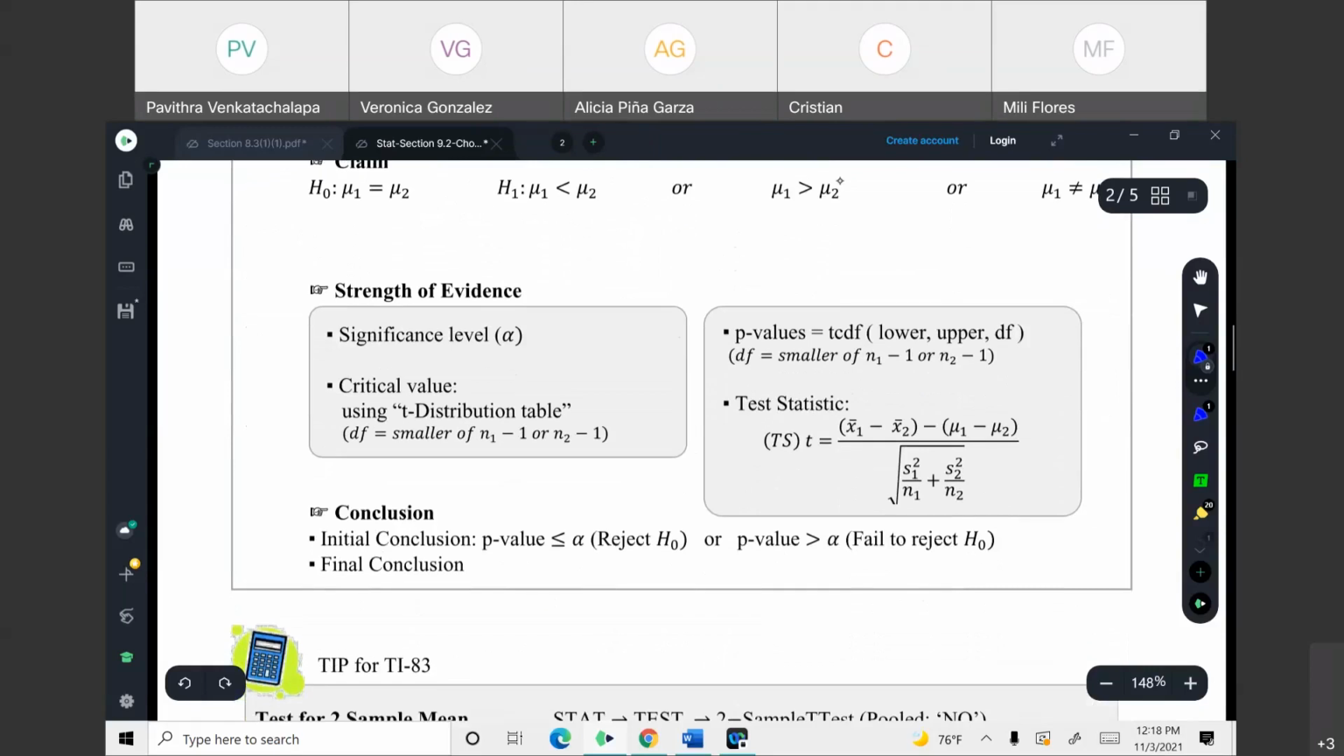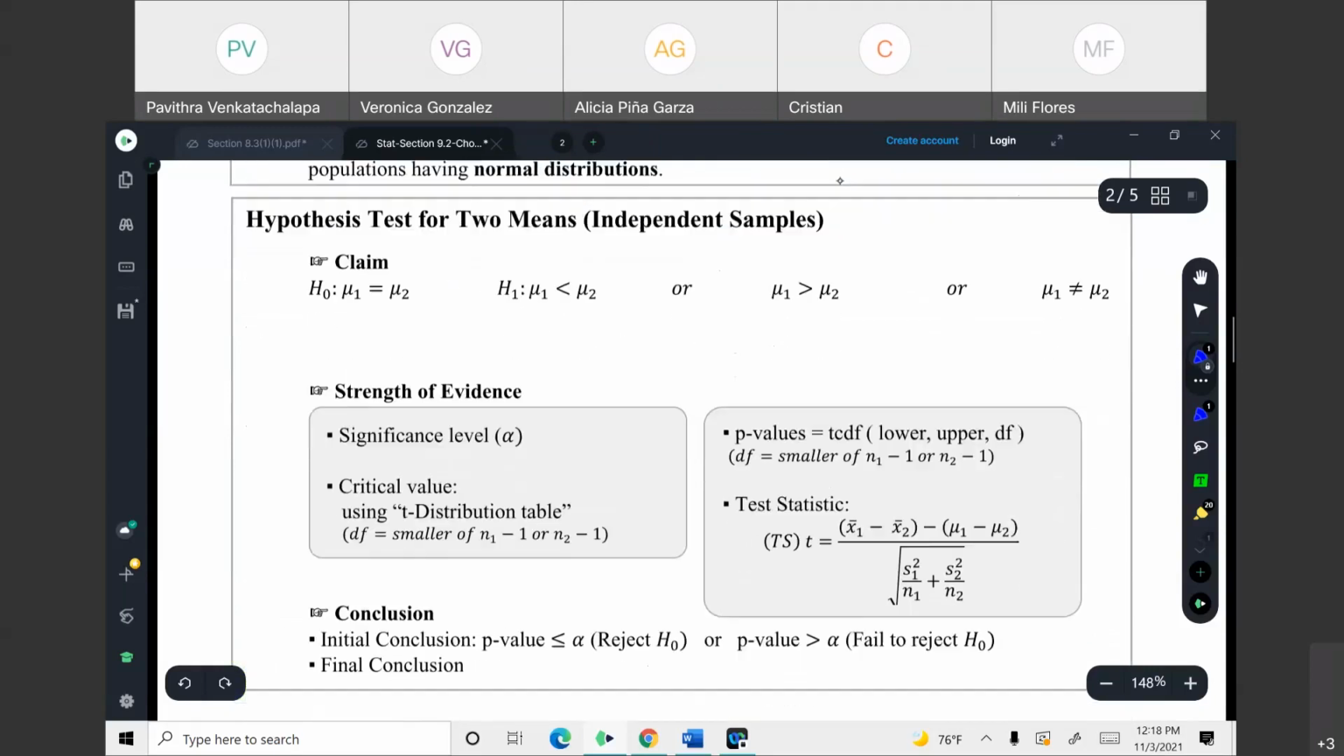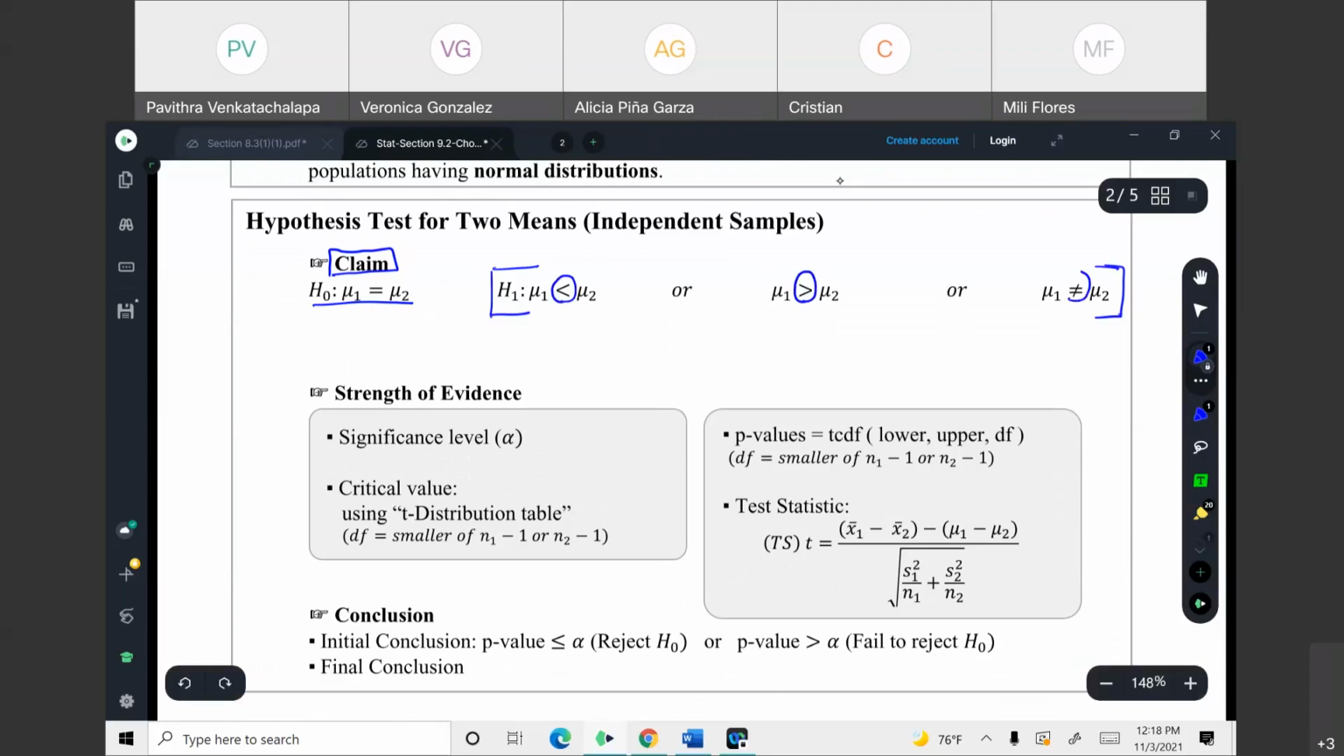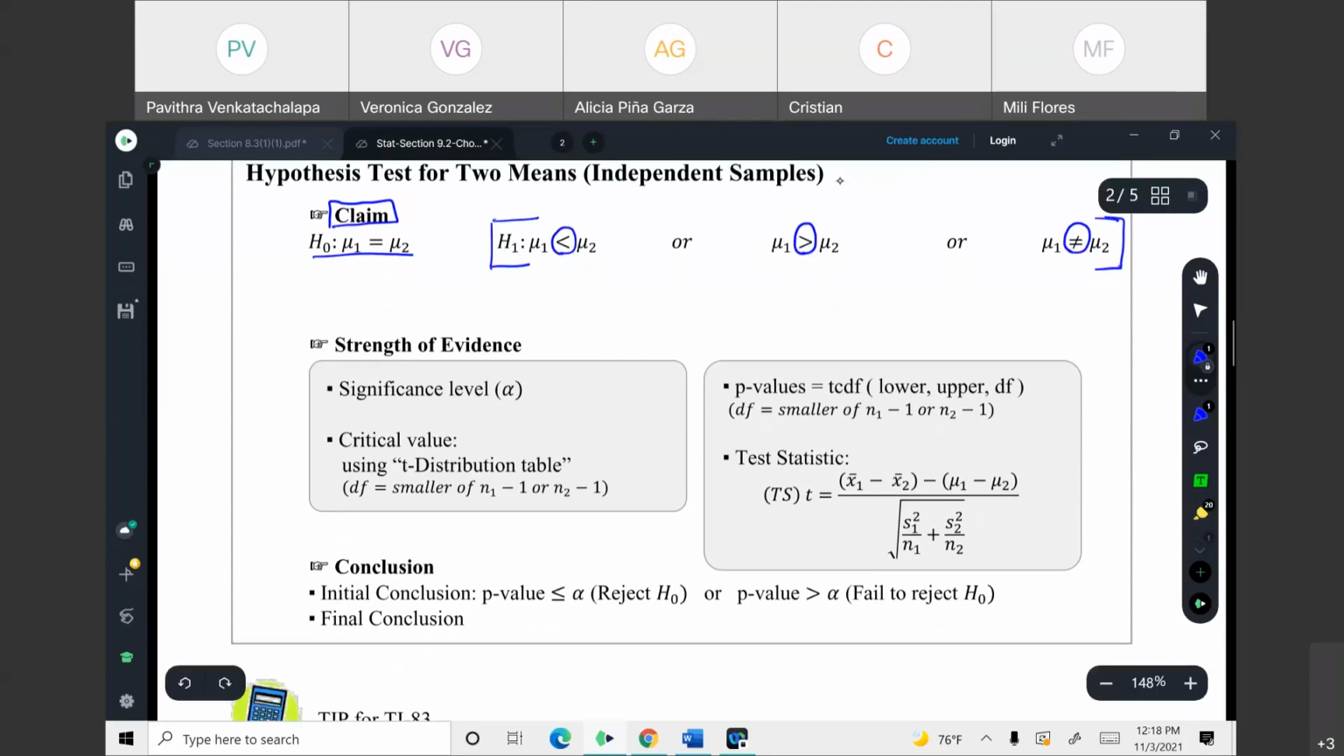Now let's go to the steps here. Now these are the steps you have to follow. First thing is to check for the claim. Now you're going to write the null hypothesis. Null hypothesis will always have equal to symbol, and these three belong to alternative hypothesis, where you will have less than, greater than, and not equal to symbol. Okay, you will be choosing any one among three depending on your problem.